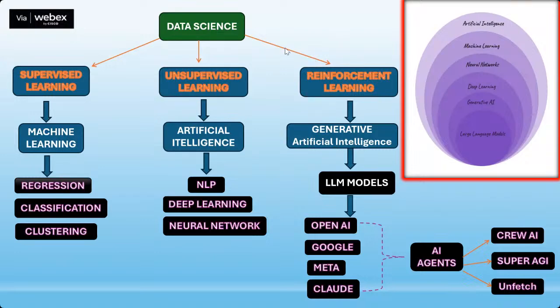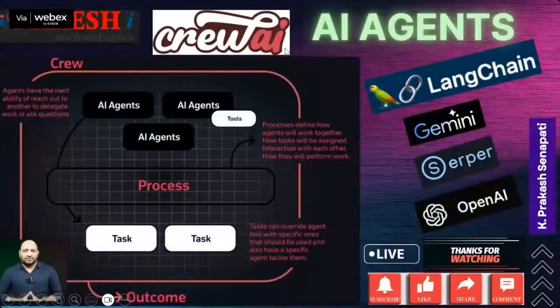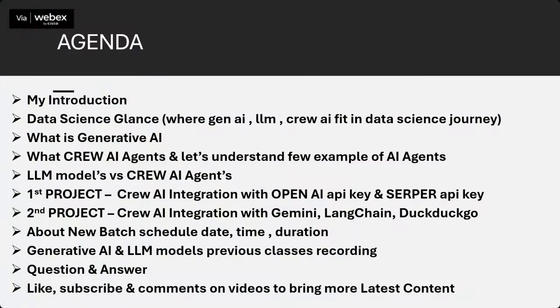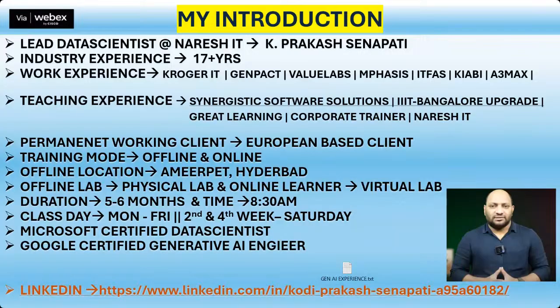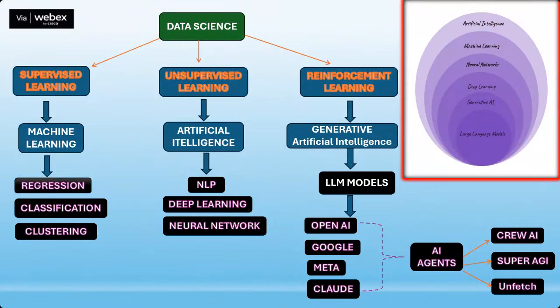So what are the topics we covered so far? First, this is our agenda, and then my introduction we are done with, and some of the architectures of data science, and where Gen AI fits in data science, where LLM models fit in data science, and where AI agents fit in data science, guys. So we just finished this. Now have a look at this.